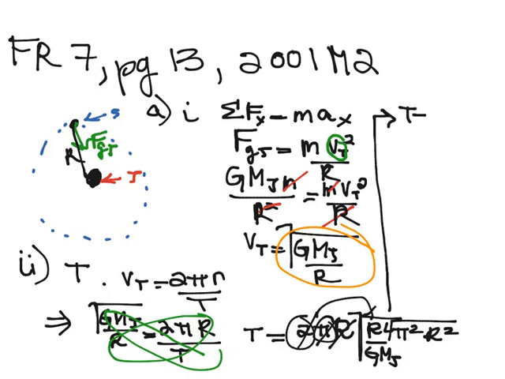So I have T is equal to the square root of 4 pi squared. I'm going to combine my r's. I have r and r squared, so that becomes r cubed divided by G times M_J, and that's exactly what they wanted us to prove.